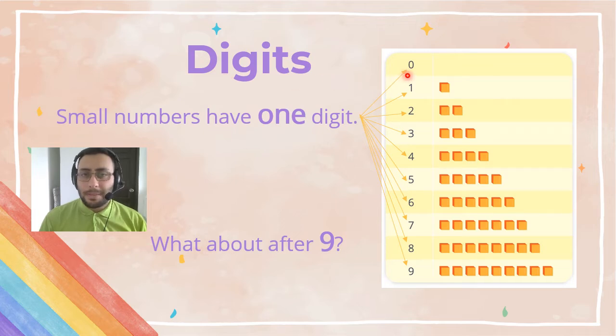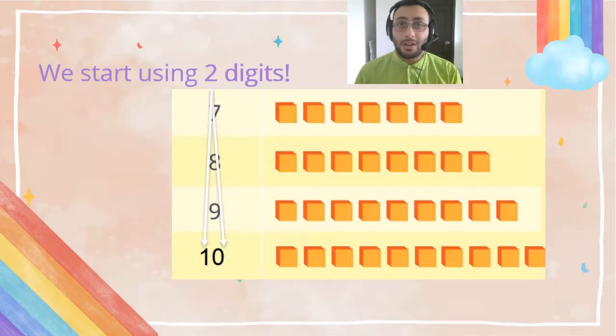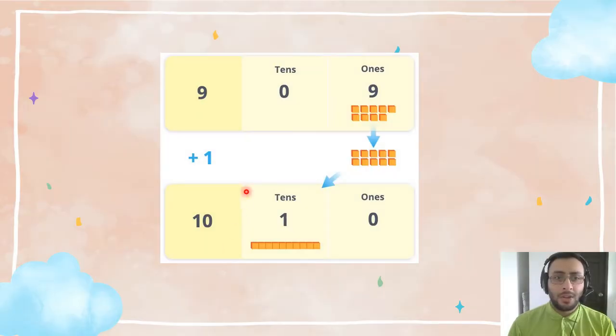In small numbers, we have only one digit. For example, the numbers 1, 2, 3 have only one digit. But after the number 9, we start using more than one digit. For example, 10 has 1 and 0, two digits. When we have 9 ones, it's okay, no problem. But when we have 10 ones, we have to group them into 1 ten, okay?